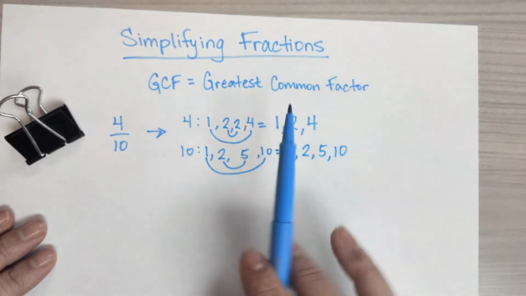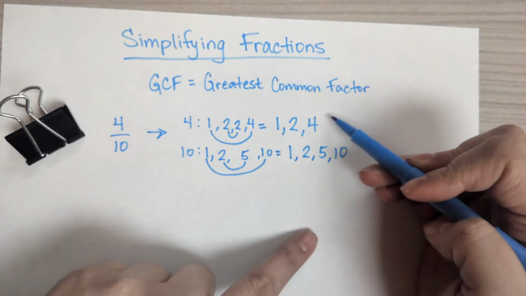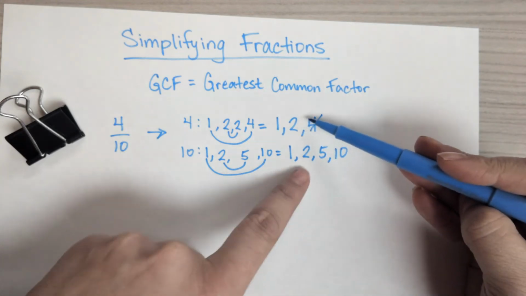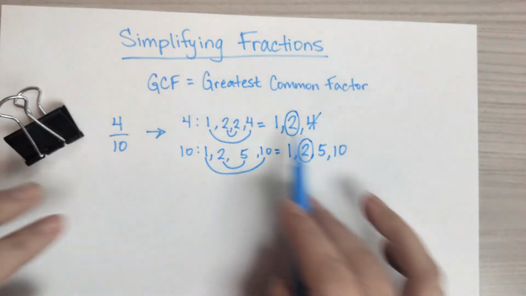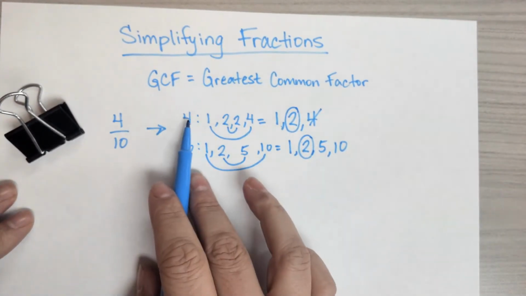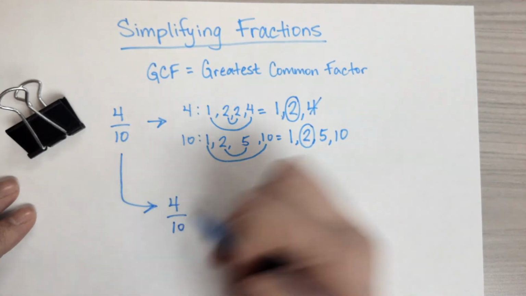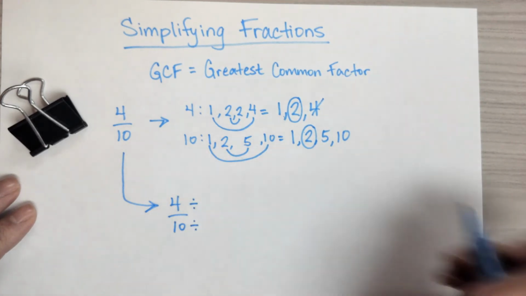I start with the one on top. Does the 10 have a 4 as a factor? Nope, so I'm just going to cross it off. Does the 10 then have a 2 as a factor? Yes, it does. So I'm going to circle these, and this is our greatest common factor between 4 and 10. For our fraction of 4/10, we have to divide by the greatest common factor, which is 2.